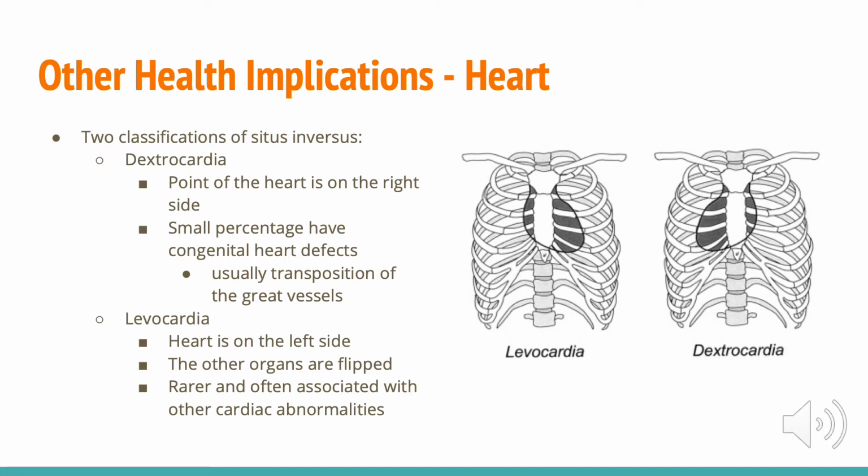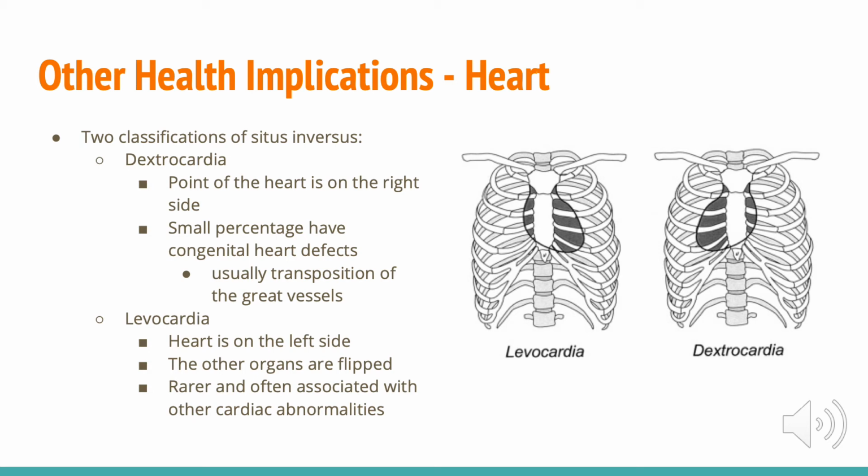There are also implications that may arise with the heart, largely depending on what heart orientation the condition causes. There are 2 main classifications, dextrocardia and levocardia. Dextrocardia is present when the point of the heart points to the right side. This orientation usually has a small percentage with congenital heart defects, which is usually a result of transposition of the great vessels of the heart.